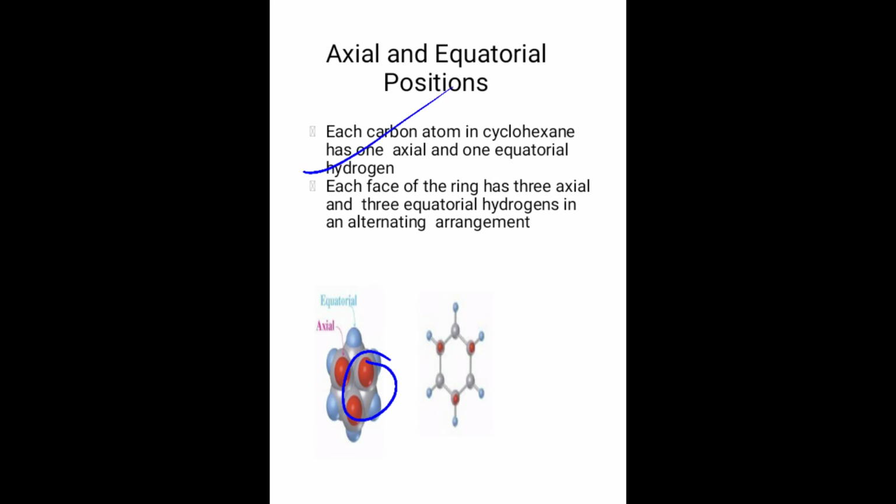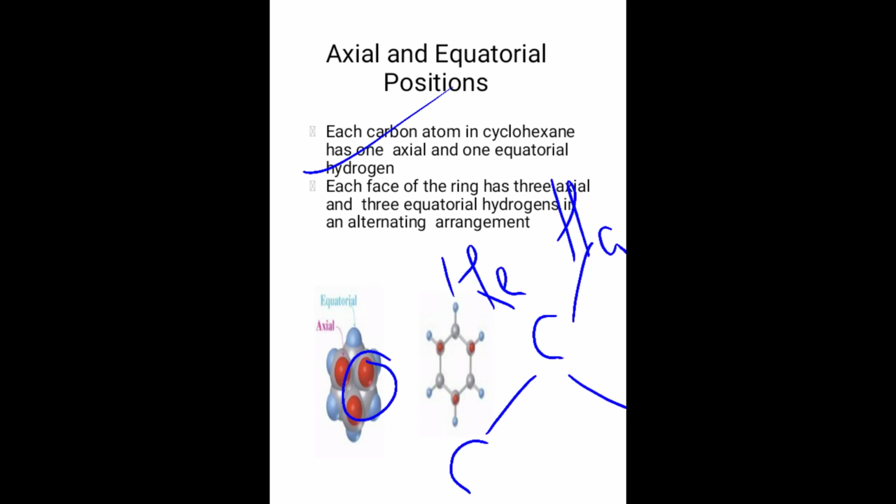So each carbon atom in the cyclohexane has one axial and one equatorial hydrogen atom. So प्रत्येक कार्बनवर दोन हायड्रोजन असतात, बरोबर आहे. So one hydrogen atom is in the equatorial position, another one is the axial position.